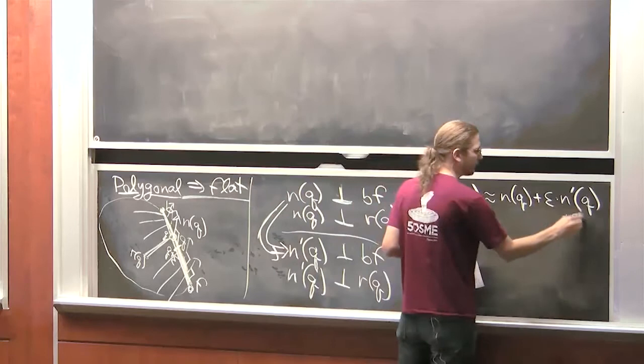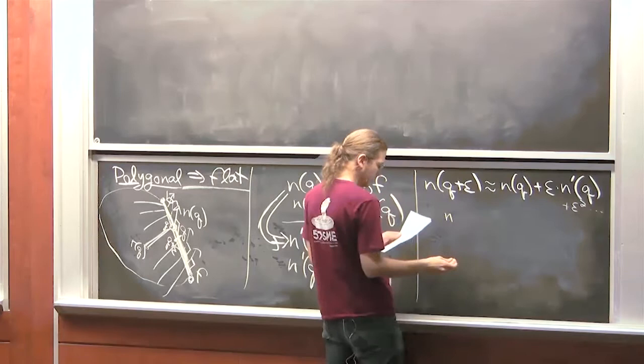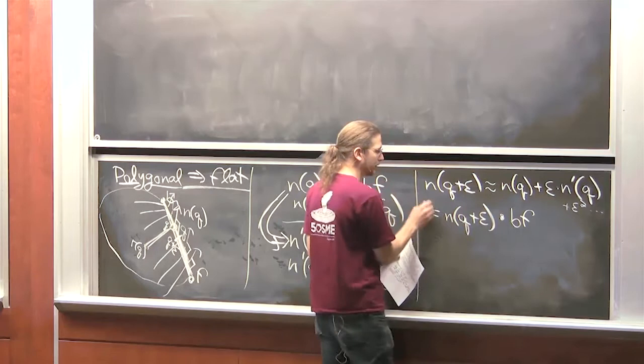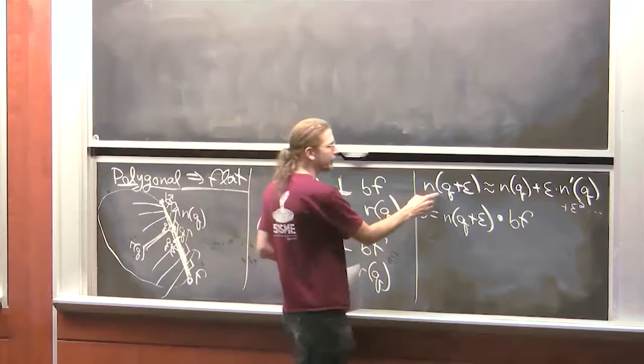And so on the one hand, if you look at n of q plus epsilon and you compare it to bf, you know that these are perpendicular. And you can write that as a product being equal to 0. So the dot product of these two vectors should be equal to 0. That is being perpendicular. We know this is true for all points q, so in particular it's going to be true for q plus epsilon. So that's what we know, but now we can expand this thing and we get these two terms.